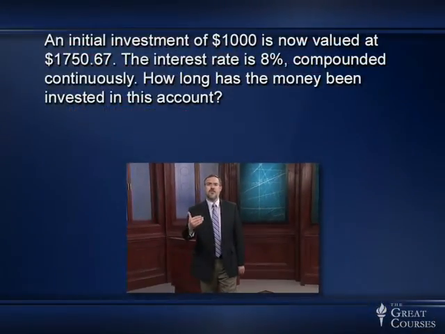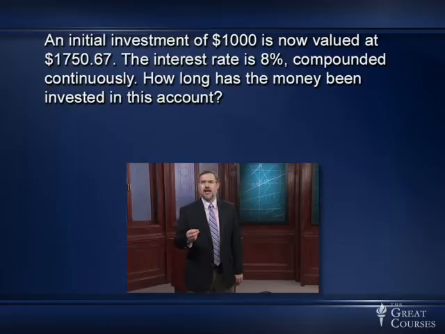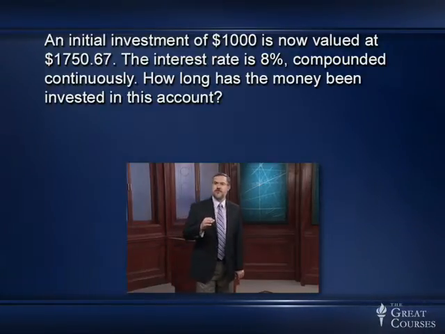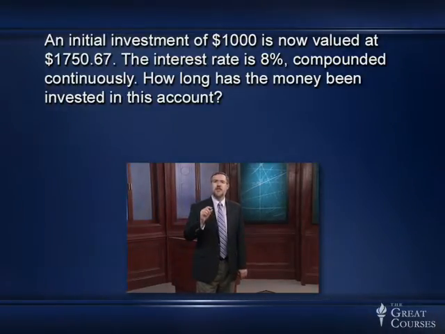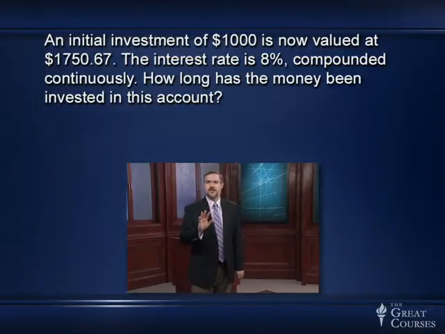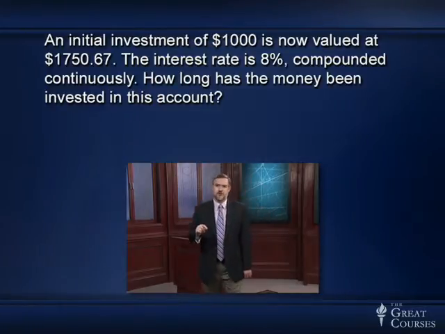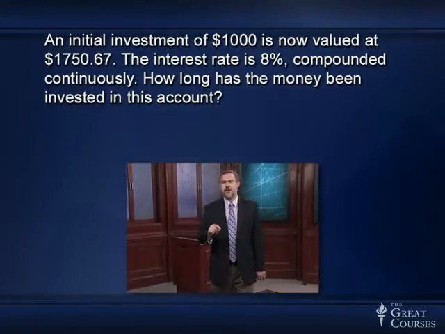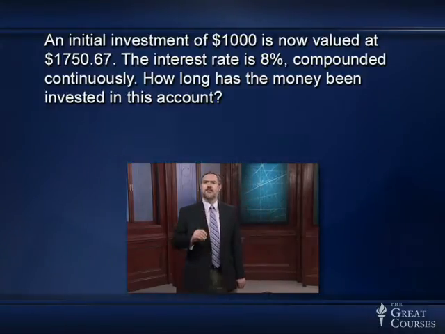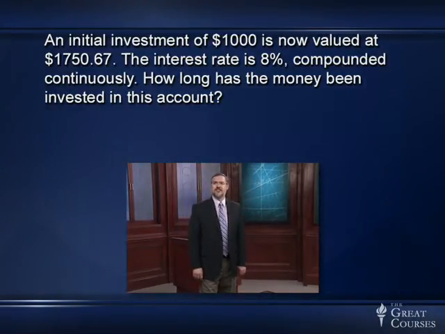Now, let's look at a couple examples of using this PERT formula because it's actually very useful and it involves this exponential function e to the x. So here's the example. An initial investment of $1,000 is now valued at $1,750.67. The interest rate is known to be 8% compounded continuously, and that's the key. We know we can use the PERT formula because we know that the interest is being compounded continuously. How long has the money been invested in this account?